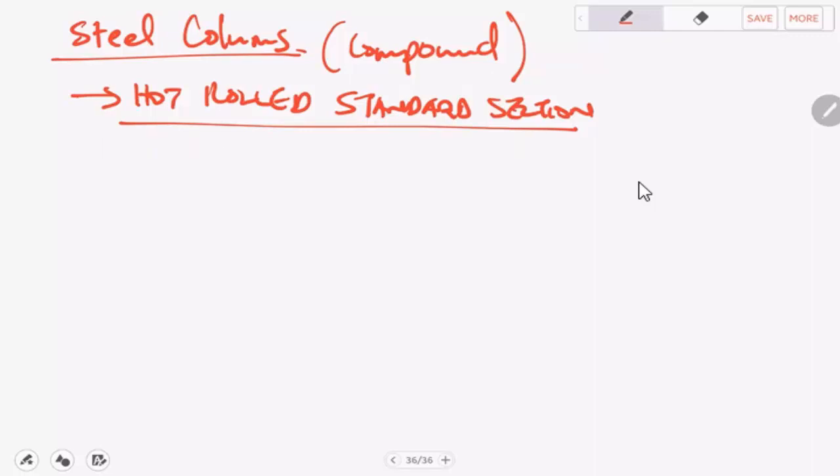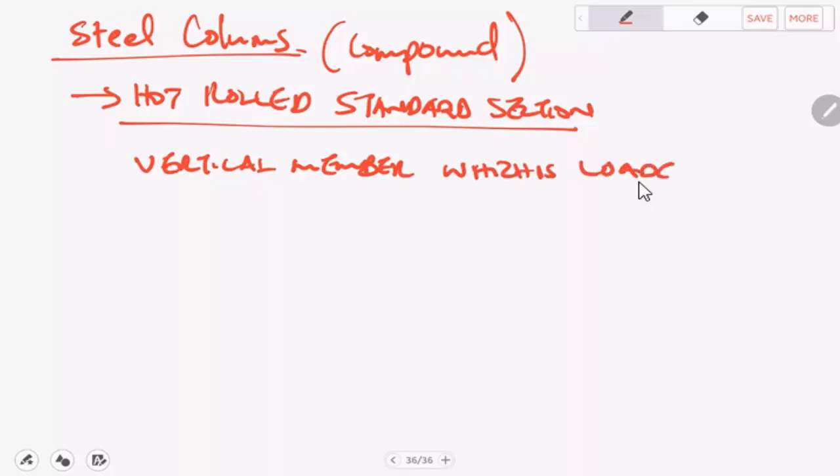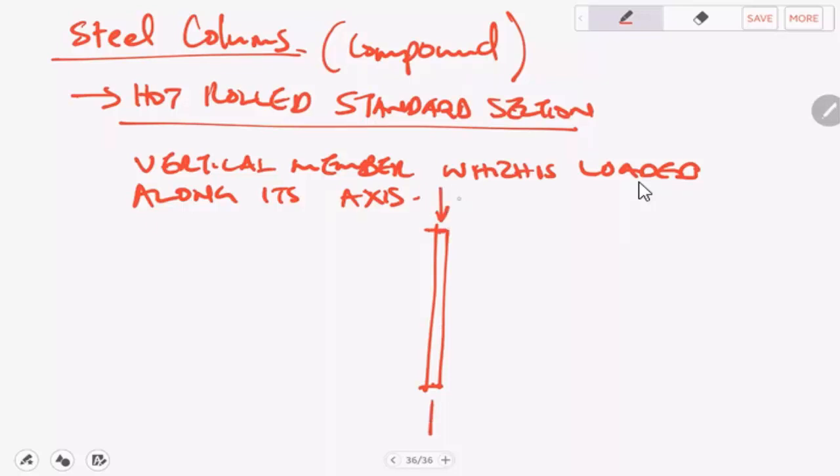So what's a column? A column is a vertical member which is loaded along its axis, meaning it's a member like this, and we are applying a load there, let's say a load P. Because we are applying a load P like that, this member will then transfer that load to whatever support we have there. So it is very much similar to, in fact, it is a strut. So it is a compression member. So columns are compression members.